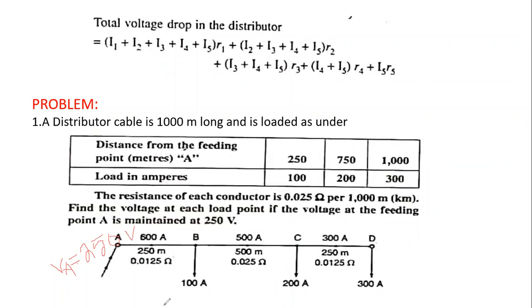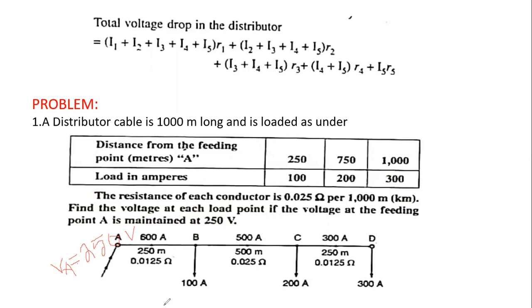Okay, this is the problem related to the DC distribution fed at one end. In this question we have three loading points, that is B, C and D. The feeding point is A. Understand? The loading points are B, C, D. The feeding point is A. And the loading currents are 100 amperes, 200 amperes and 300 amperes.